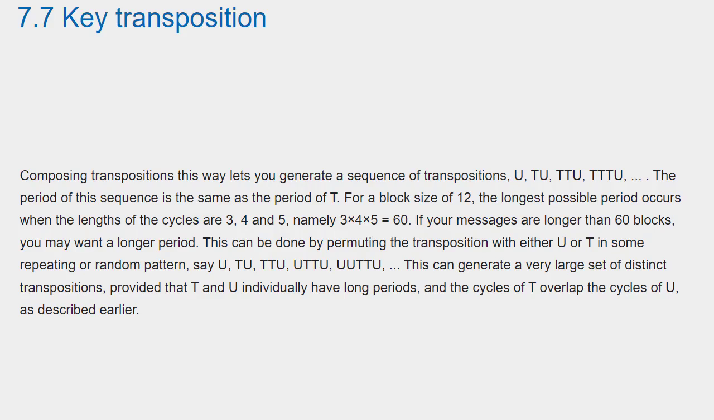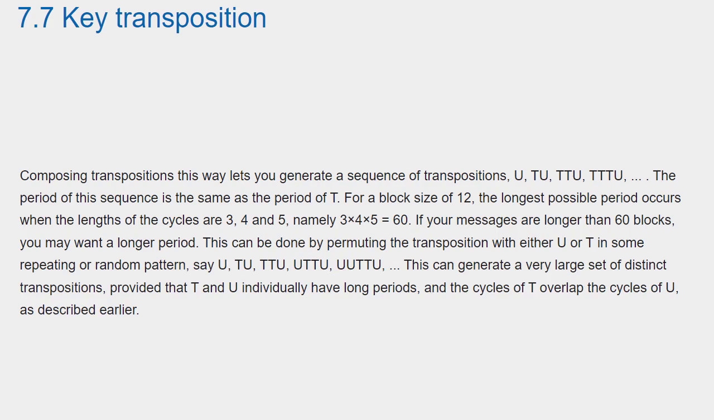Composing transpositions this way lets you generate a sequence of transpositions U, TU, TTU, TTTU. The period of this sequence is the same as the period of T. For a block size of 12, the longest possible period occurs when the lengths of the cycles are 3, 4 and 5, namely 3 times 4 times 5 equals 60.